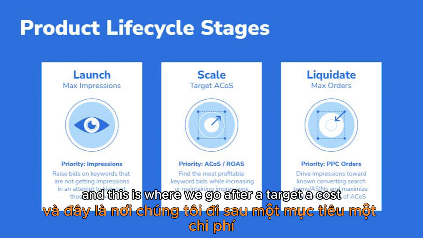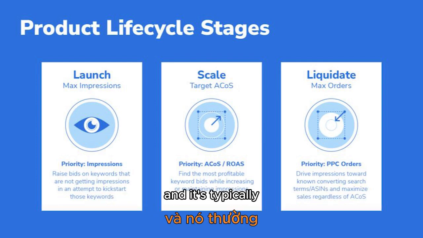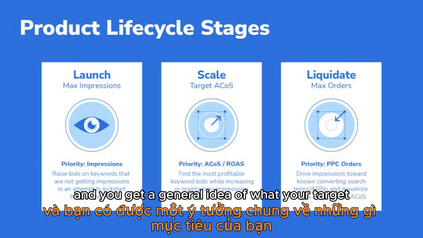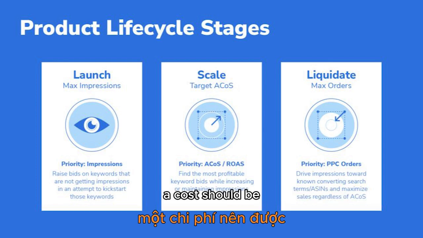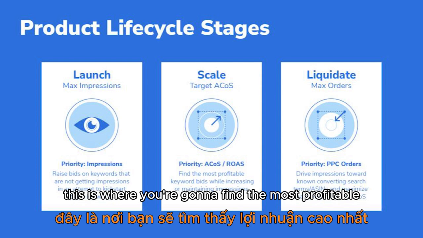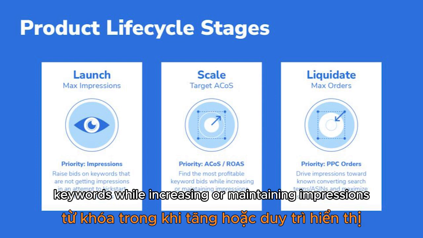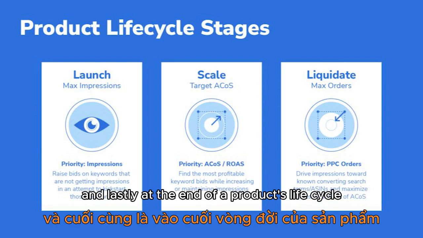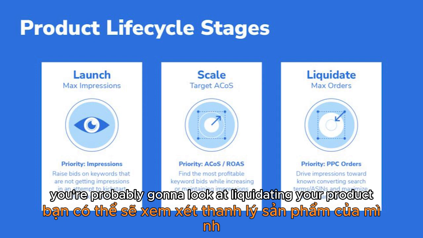The second one here is what's called scale. This is where we go after our target ACoS, and it's typically when you've already run some campaigns and you get a general idea of what your target ACoS should be. This is where you're going to find the most profitable keywords while increasing or maintaining impressions, but towards a specific target ACoS.